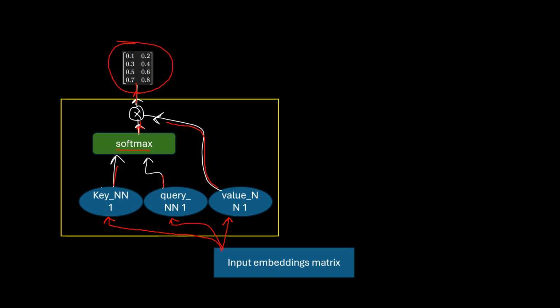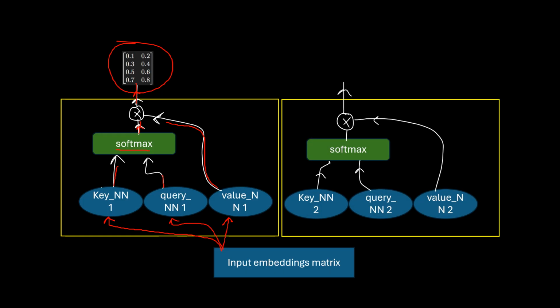In multi-headed attention, we will do the same operation, but with a different set of key, query, and value neural networks. So we will put as input the same input embedding matrix into a new key neural network, a new query neural network, and a new value neural network. Then using the keys and the queries from these networks, we'll calculate the output of the softmax function just as we did in single-headed self-attention. Then the output of the softmax will be matrix multiplied with a value to produce the final attention output.